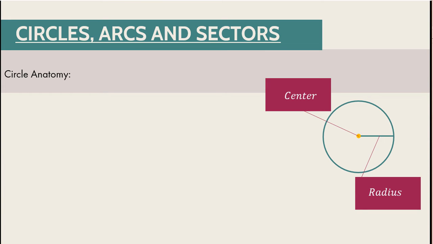And we have the radius. The radius is the distance between the center and the border of the circle. And the diameter. The diameter is the biggest distance between 2 points on the circle, and it is 2 times as long as the radius. The diameter is also the segment that comes from a point of the circle to another point of the circle that passes through the center of the circle.